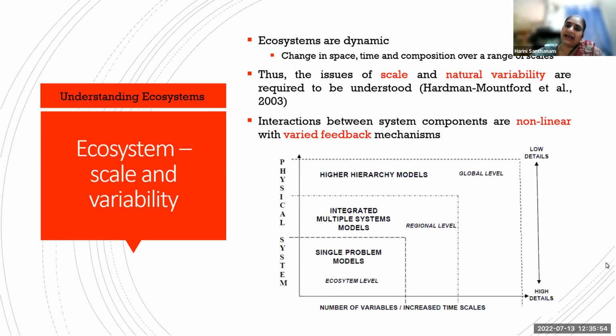Ecosystems are dynamic and they are naturally variable, and the scale of this variability is also very different. And this can be represented by the number of variables that you use to describe an ecosystem, as well as the time scale in which we are investigating an ecosystem. So if we look at an ecosystem level, most are what are known as single problem models or single systems, right? Single problem means one single system.